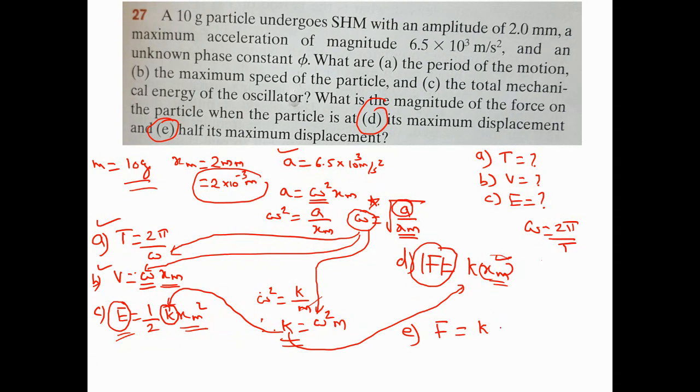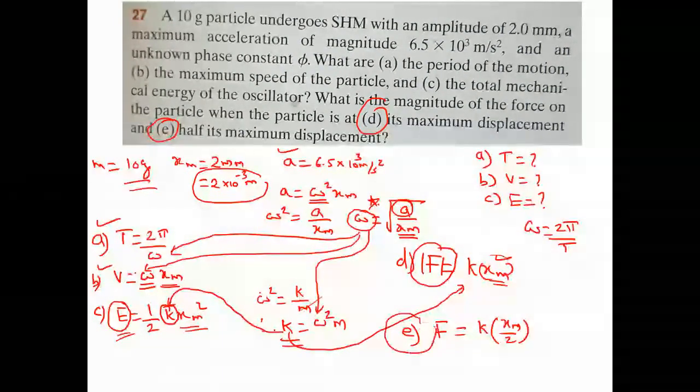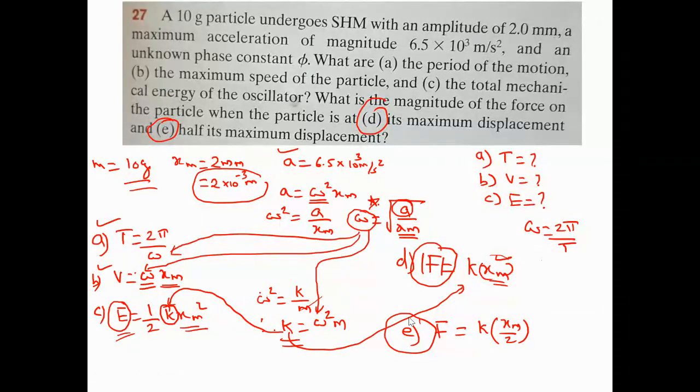So I can just take K multiplied by xm over 2, which is my amplitude half. Once you substitute the value right now, you will get the answer for the E part. Clear? Clear. It's a very easy chapter, but first of all, you have to bring all the formulas here. You can see how many formulas we are using in this question. All these formulas are interlinked with each other. Am I right? Yes, teacher, you're right.